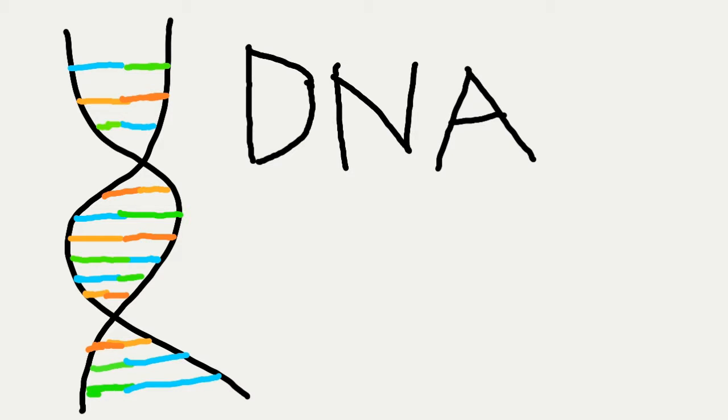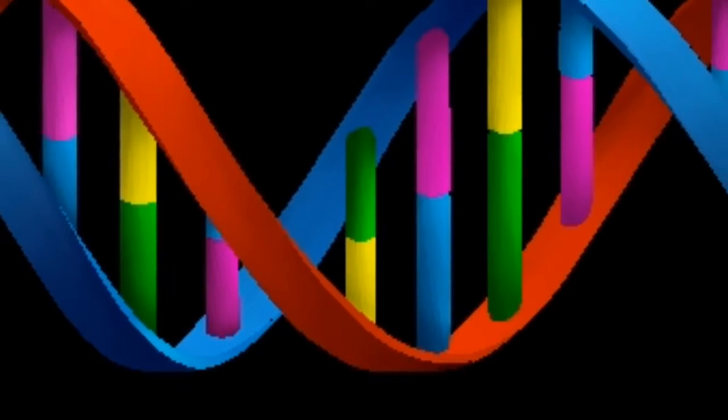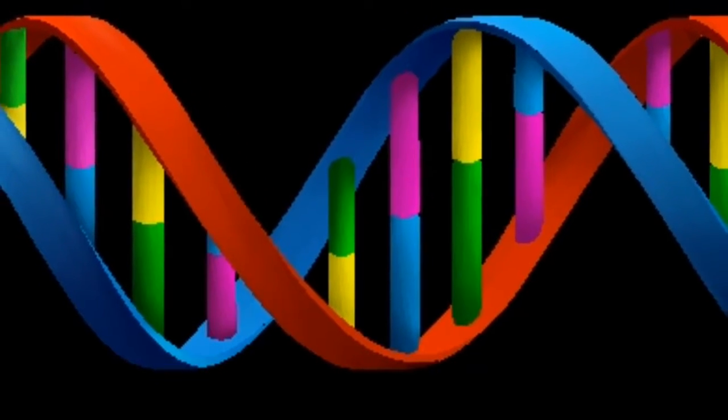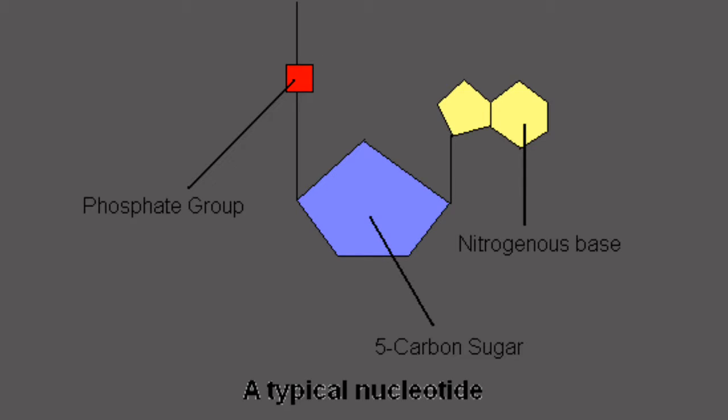DNA, or deoxyribonucleic acid, is a double helix strand that holds the genes that affect the traits of our body. The DNA molecule is composed of a phosphate group, the sugar deoxyribose, and 4 nitrogenous bases, which are adenine or A, thymine or T, cytosine or C, and lastly guanine or G.